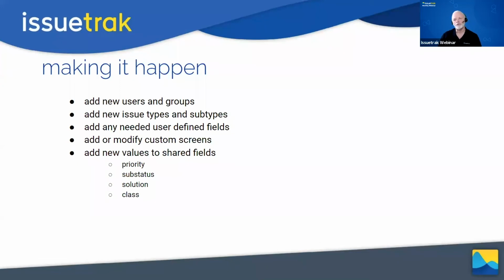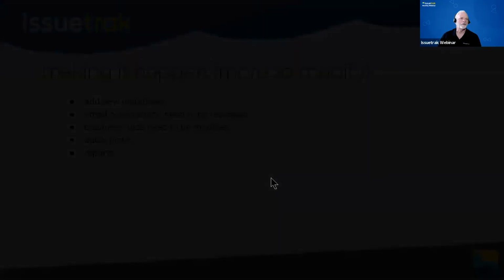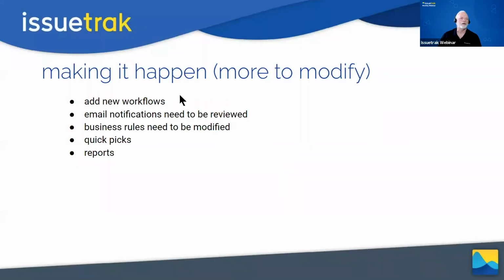You can add new users and groups. You can add in new issue types and subtypes. You can add in user-defined fields, modify custom screens, add new values, priorities, substatus, solutions, whatever you need in order to support it. Add new workflows. Email notifications need to be reviewed. Business rules need to be modified. Quick picks, reports. There are a lot of areas that need to be examined to see where they're going to be affected with this new usage.